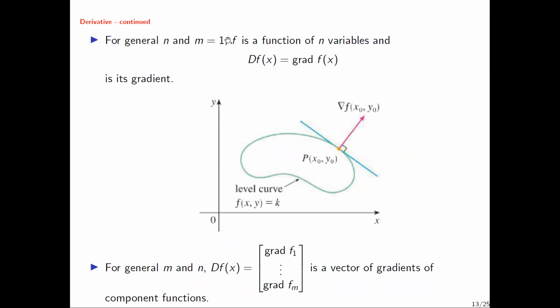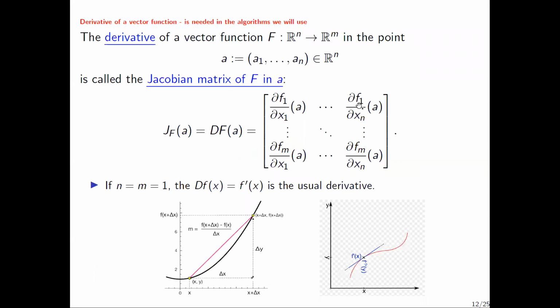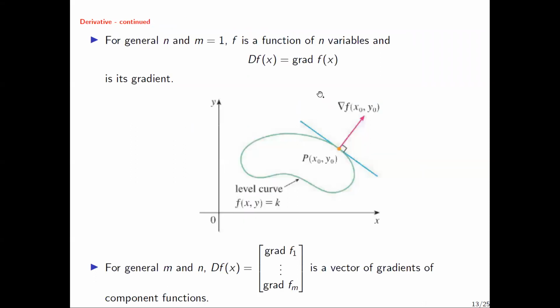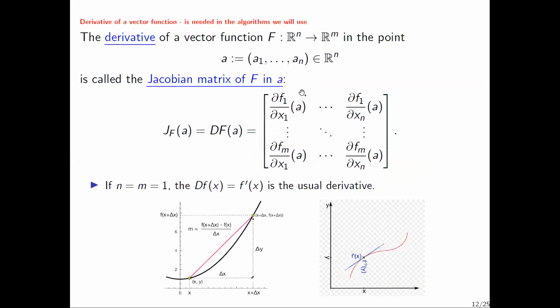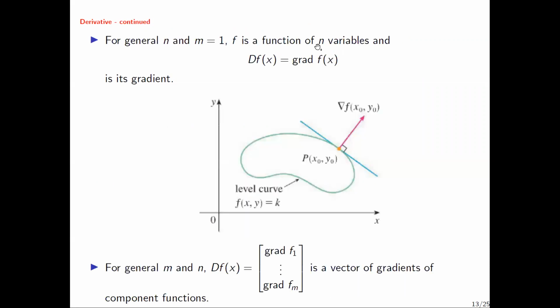For example, if you have m equal to 1, so if you have a function with more variables, then this Jacobian matrix will have only one row. And if you recall from analysis, what does this row represent? This row represents the gradient of the function. So this is nothing else but the gradient. The Jacobian matrix of a multivariate function which maps into R to the power of 1 is just the gradient.